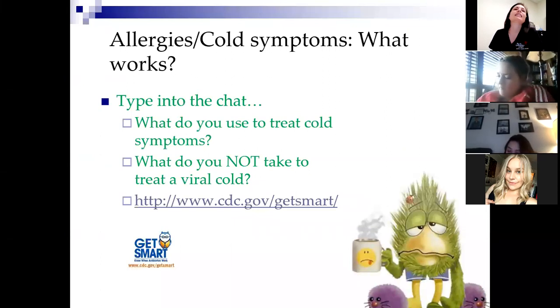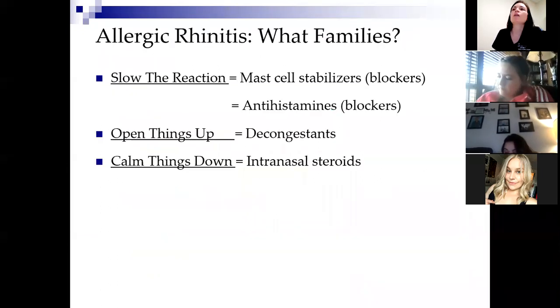See, it's green. So I had said, what do you not take to treat a viral cold? And it was antibiotics. Okay, so there's basically three families of medications to treat a cold or allergies, and they are mast cell blockers, antihistamines or histamine blockers, decongestants, and intranasal steroids. And they do these things.